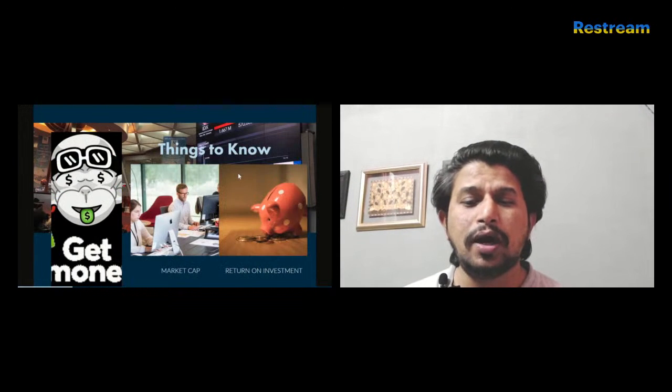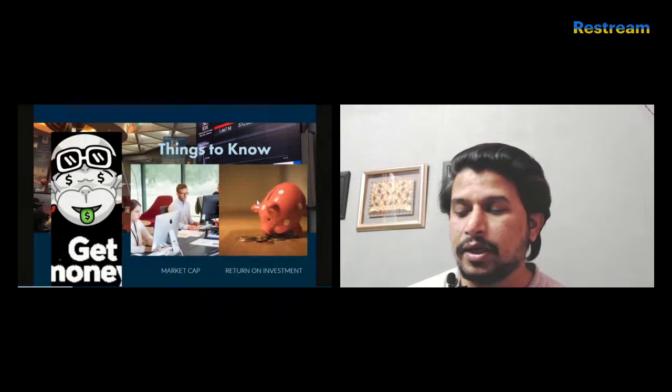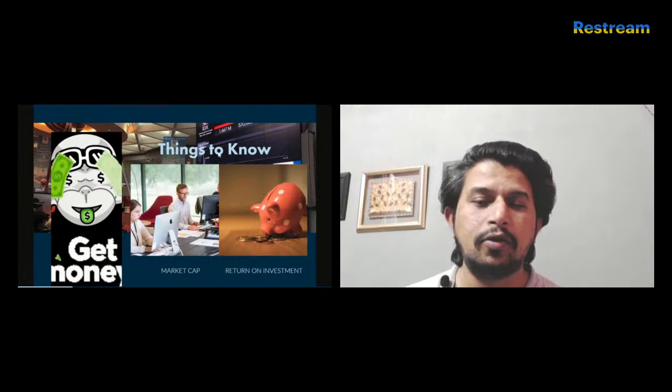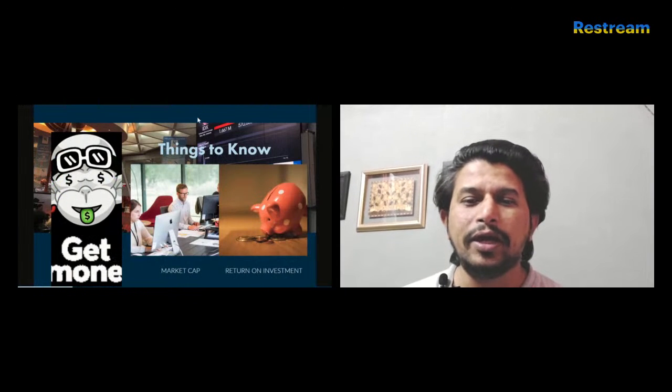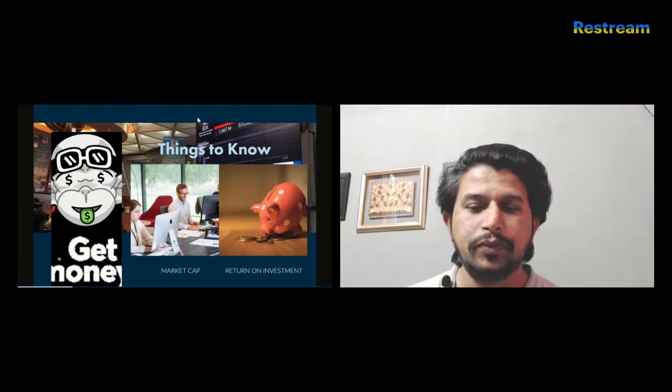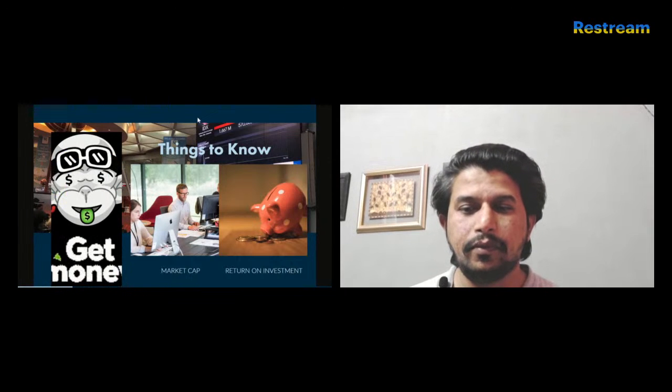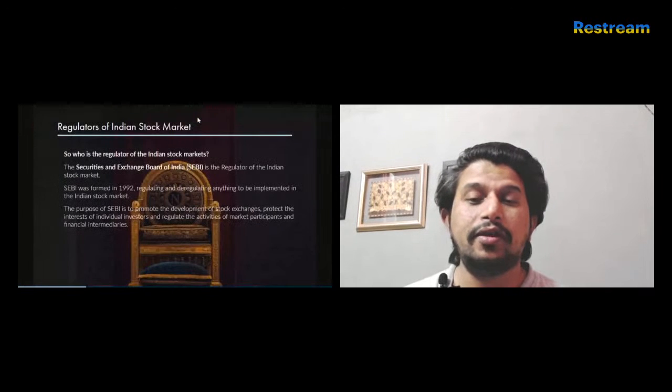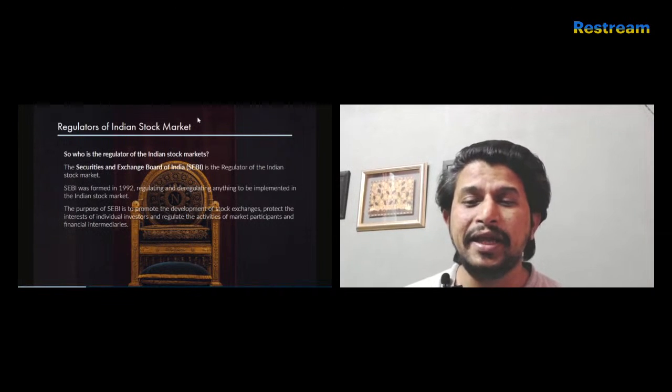So things to know are mainly market cap and return on investment. That's the main thing we'll be looking at in today's Basics of Stock Market for Beginners, session 2. So, regulators of the Indian stock market: who is the regulator of the stock market of India?